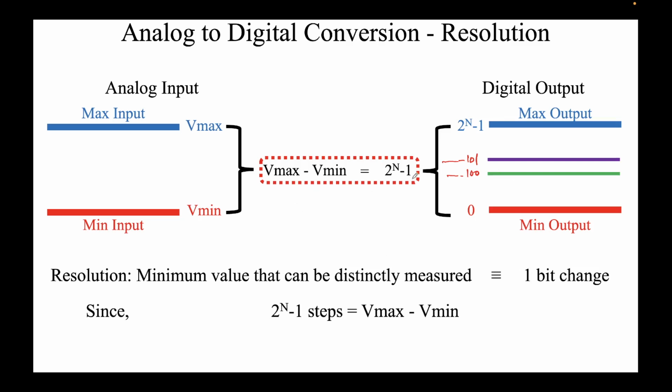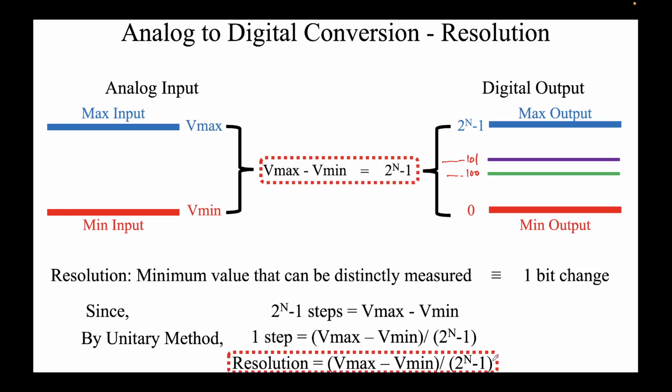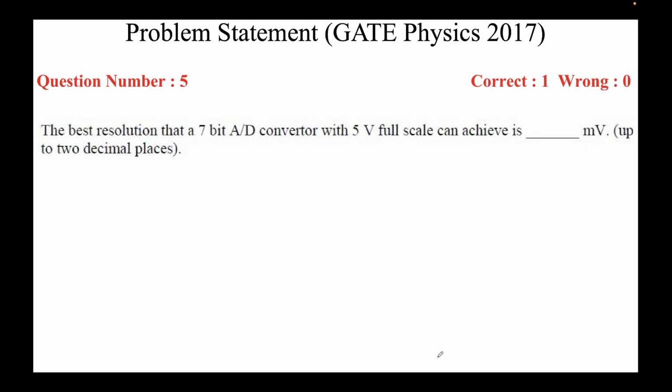And we know that in order to go from minimum to maximum, we have to take 2 raised to the power n minus 1 steps, and that 2 raised to the power n minus 1 corresponds to Vmax minus Vmin, which we established earlier. A simple unitary method tells us that one step will be equal to Vmax minus Vmin over 2 raised to the power n minus 1, which is nothing but the resolution, because we have defined the resolution in such a manner that 1 bit change is the resolution. So this is the corresponding value in volts that we can measure.